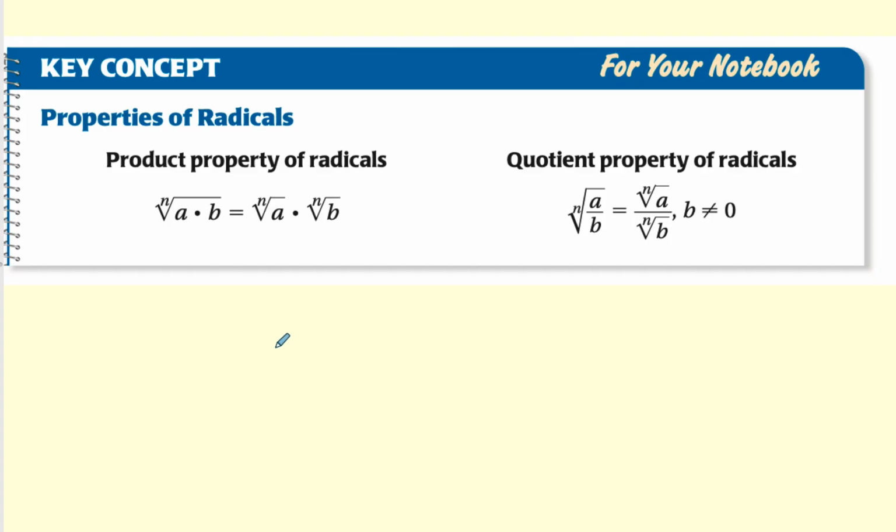Properties of radicals. Remember what we were doing is when you have a radical, a product, you can split it up or you can put it together. When you have a quotient, you can split it up or you can put it together.